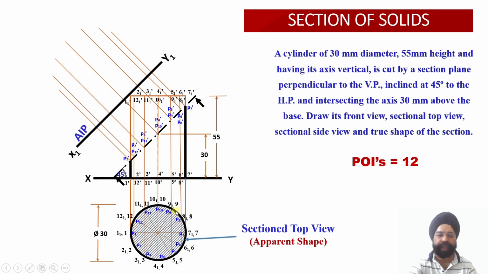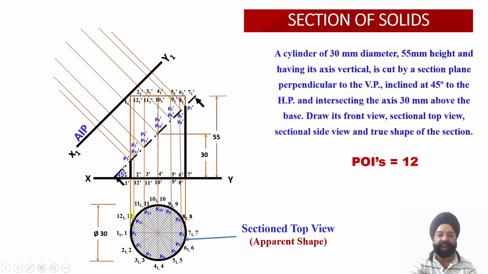So let us start doing it. The first point is point number 1. Please see, point number 1 is located over here, P1. The P1 location in the top view is this point, and from this point I will be measuring this particular distance from the XY reference plane.